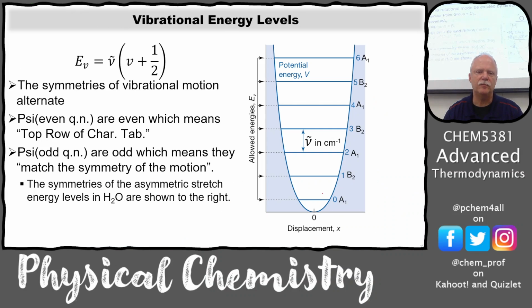Let's try a vibrational motion. So here's the vibrational wave function. I talked about this a while ago too, how the quantum number is V, but the vibrational frequency is nu. So this is the quantum number V, and they're listed over here. Notice they start at 0, 1, 2, 3, 4, 5. So they go up. And then this is the vibrational frequency. These alternate as well. They go from A1, which is top row, to the symmetry of the motion, and then back to top row. So the asymmetric stretch is shown on the right.